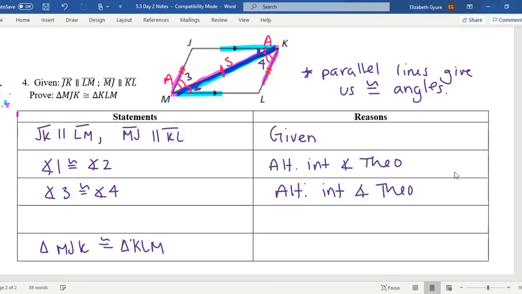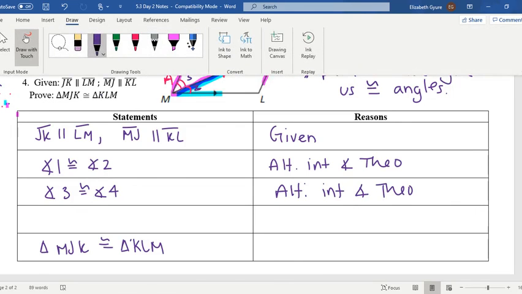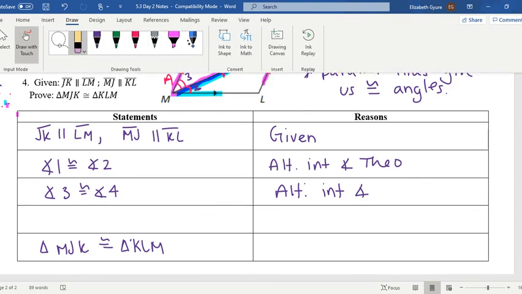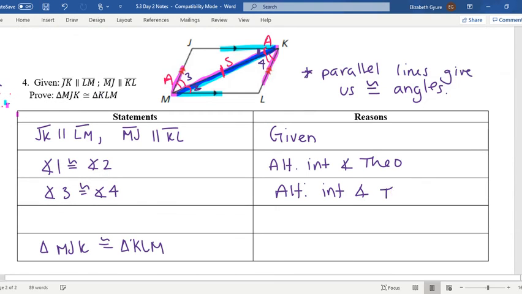Since these are both technically the same reason, would it have been okay to put these all in one step if we wanted to? Yeah, that would totally be fine. When you're writing your own, I don't care. I think I just did it to space it out a little bit. But you could put that all in one if you want.